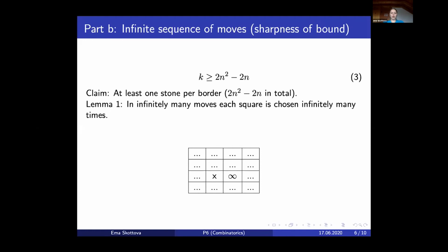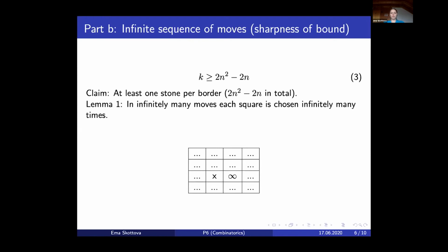Well, we will look at two neighboring squares. Well, clearly in our chessboard, there will be at least one square that has infinitely many moves, just because there are infinitely many moves in total. So if there is at least one square that only has a finite number of moves, there will also be at least one square that has a finite number of moves and is adjacent to a square that has an infinite number of moves.